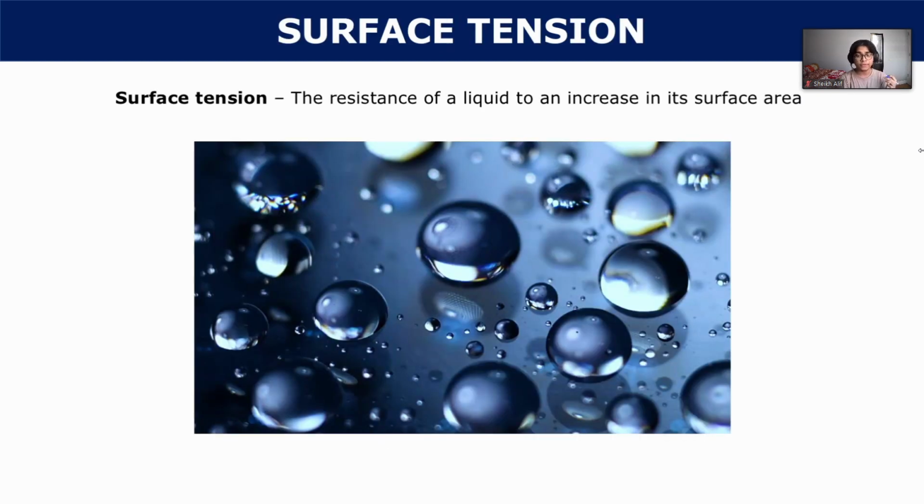Firstly, you have surface tension. So surface tension is a resistance of a liquid to increase in its surface area. And a prime example of this is if you ever see a waxed car, the water droplets on that waxed car will bead up and they become this circular shape. And that circular shape is a resistance to increasing surface area.